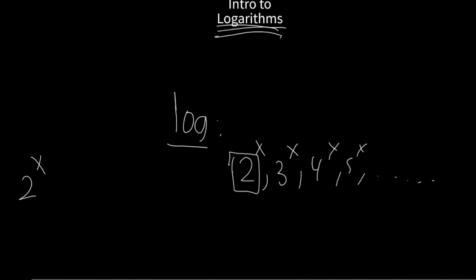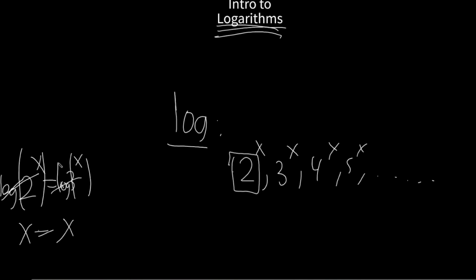So let's say we have 2 to the x equals 3 to the x. Oops, not 3x, 3 to the x. And now what we have from logarithm so far is that it undoes the exponents. So if we take the logarithm of both sides, what we know so far is that it just cancels out the base. So we get x equals x.